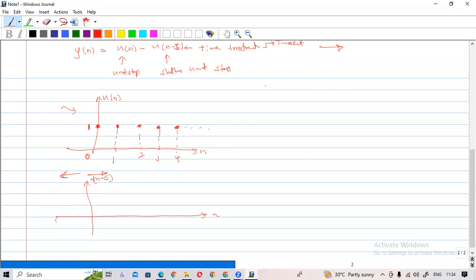Okay? So if you have a minus value, the signal should be shifted to this direction. If the value is plus, the signal should be shifted to this direction. Okay. So this is u[n-5]. Now this is the first sample, the 0th sample, and it is shifted in this direction by 5. That is u[n-5].